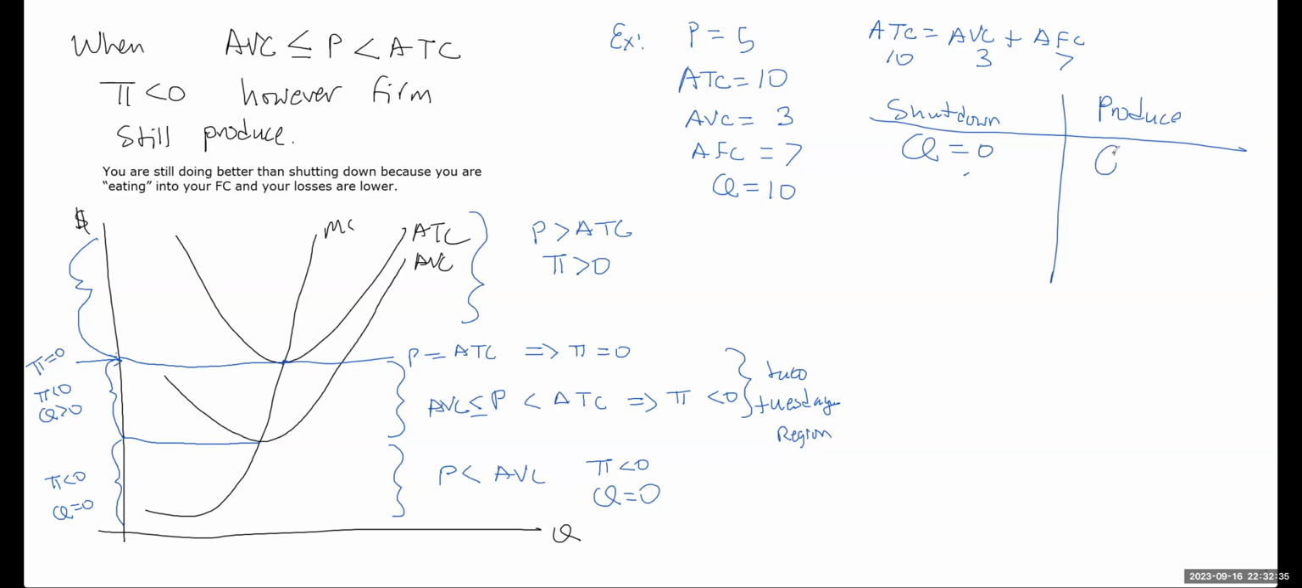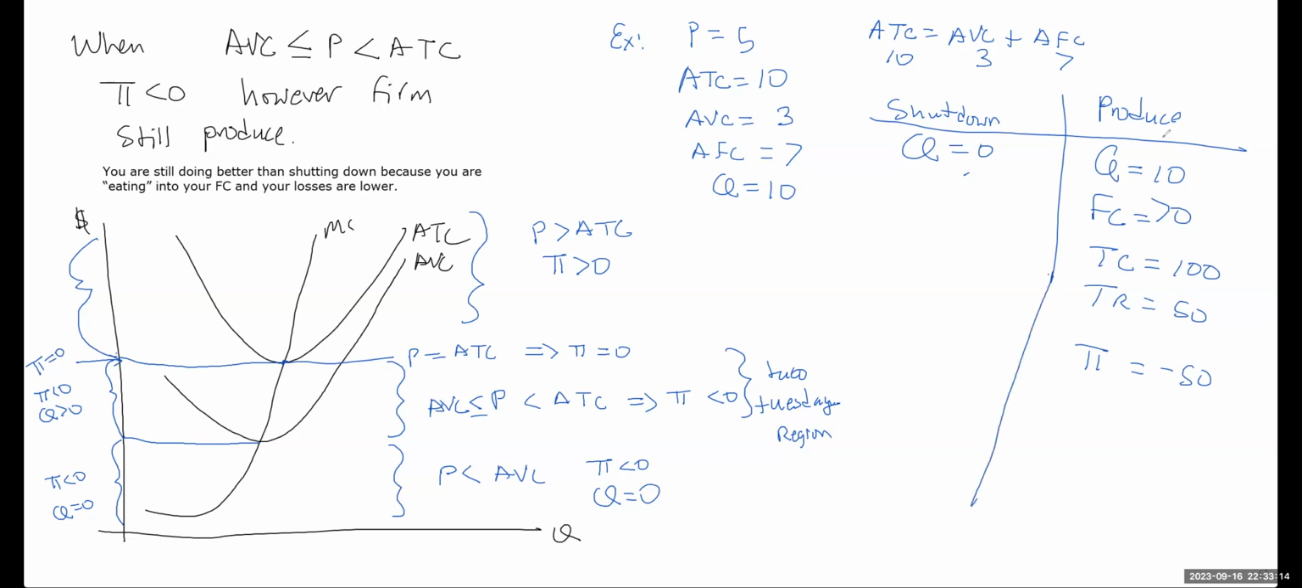Sorry. So quantity is equal to 10. Fixed cost is equal to average fixed cost times quantity, which is 70. We needed that over here. And then total cost is equal to 100, since 10 times 10 is 100. And then total revenue is equal to 50. And then profit is equal to negative 50.